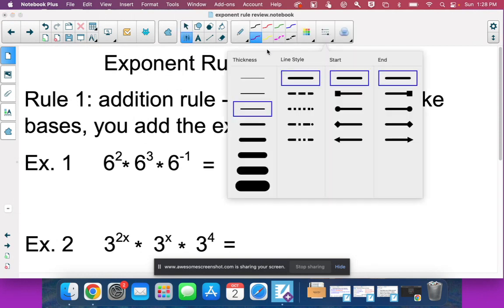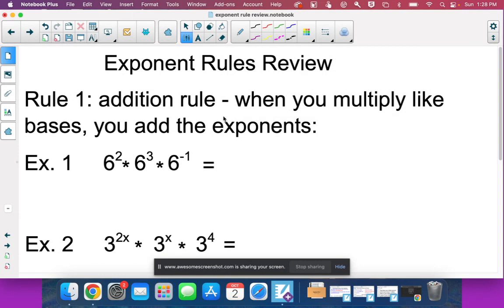Okay, so the first rule is the addition rule. Okay, when you multiply like bases. Now, that's the big thing, is that your bases have to be the same. This is a lot like square roots, where you could not add or subtract square roots unless the actual number inside the square root was the same. Okay, so very, very similar rule where you have to have like bases.